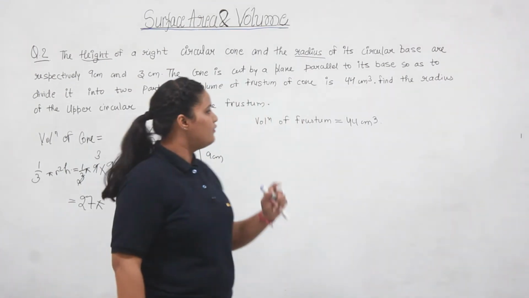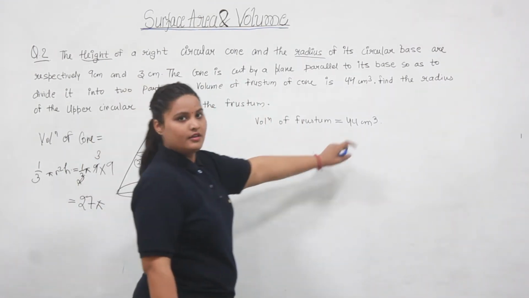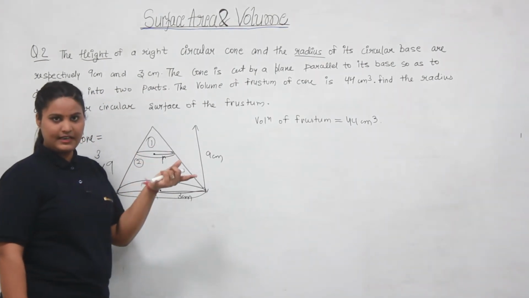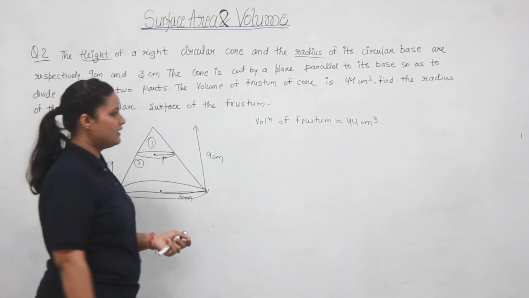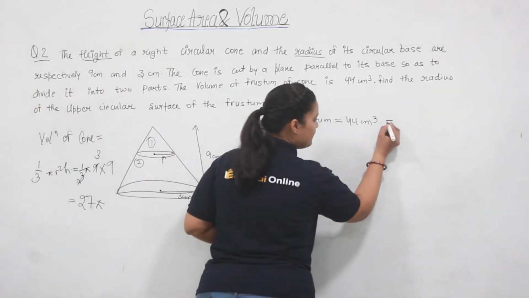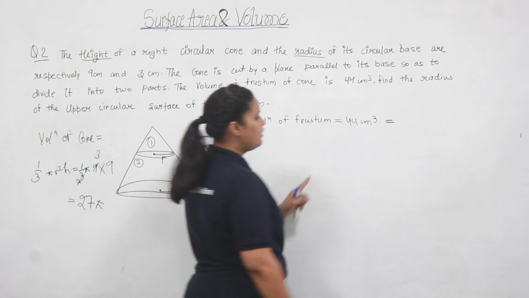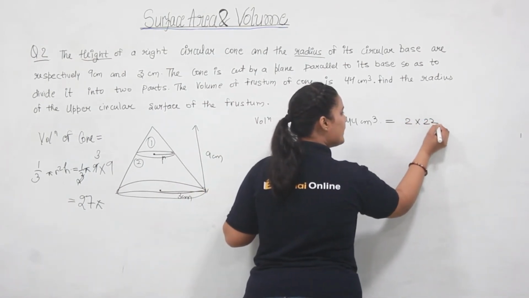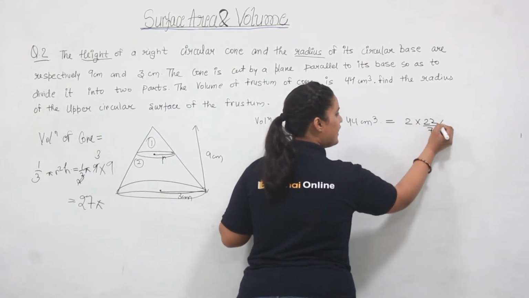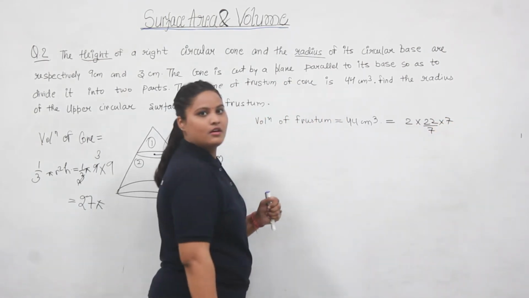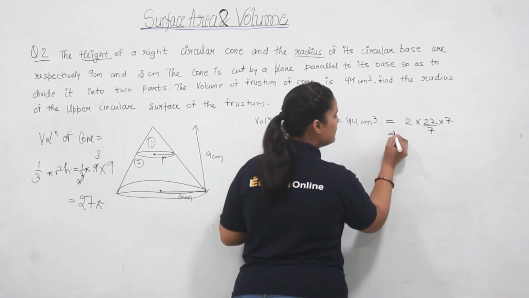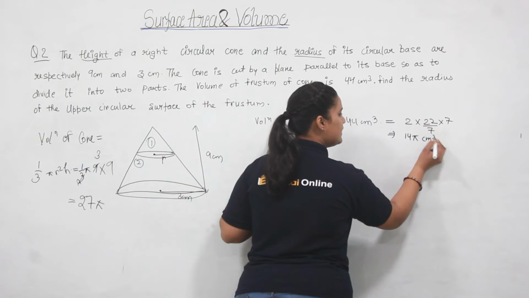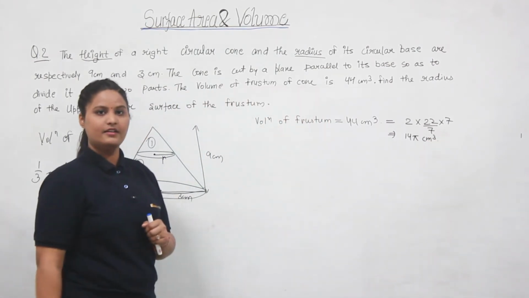And the volume of the frustum is given. Now can I find out the volume of the smaller cone by directly subtracting it? Let's do it. If I also convert it into pi, can I write it as 2 into 22 upon 7? So I have to multiply by 7. So I can write it as 14 pi centimeter cube. Clear?